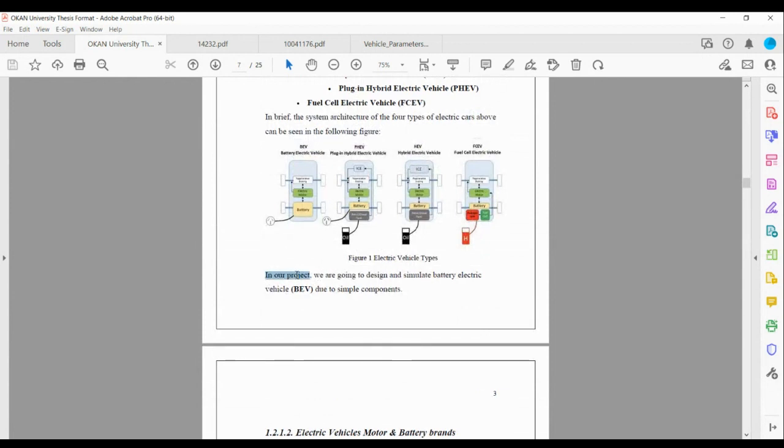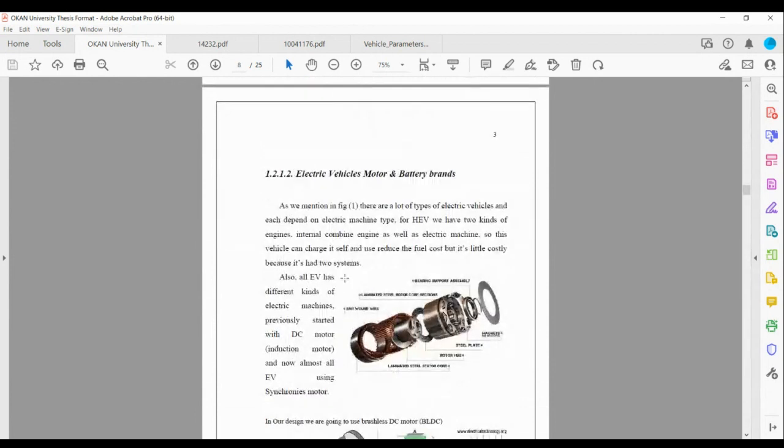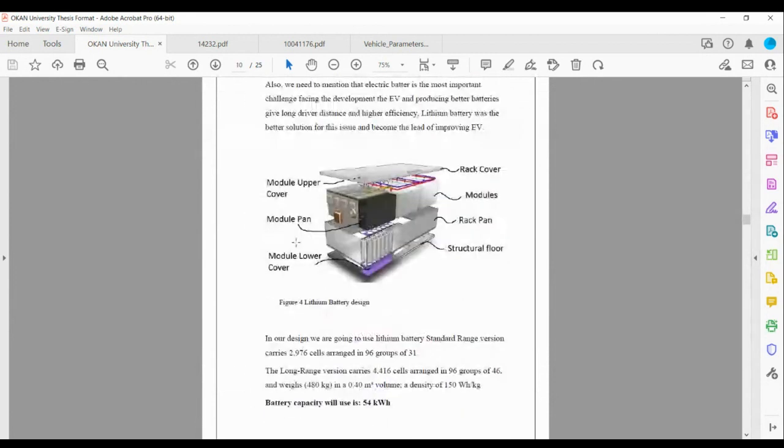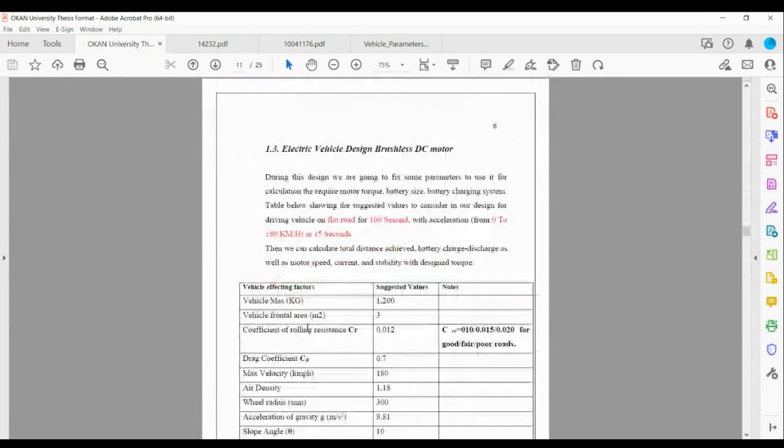Okay, for example, in this project, we are going to design and simulate the battery electric vehicle. Battery electric vehicle means a full electric vehicle. Define step by step. Motor, okay, good. Motor working principle, okay. Battery, and so on. Now, what are the design parameters?